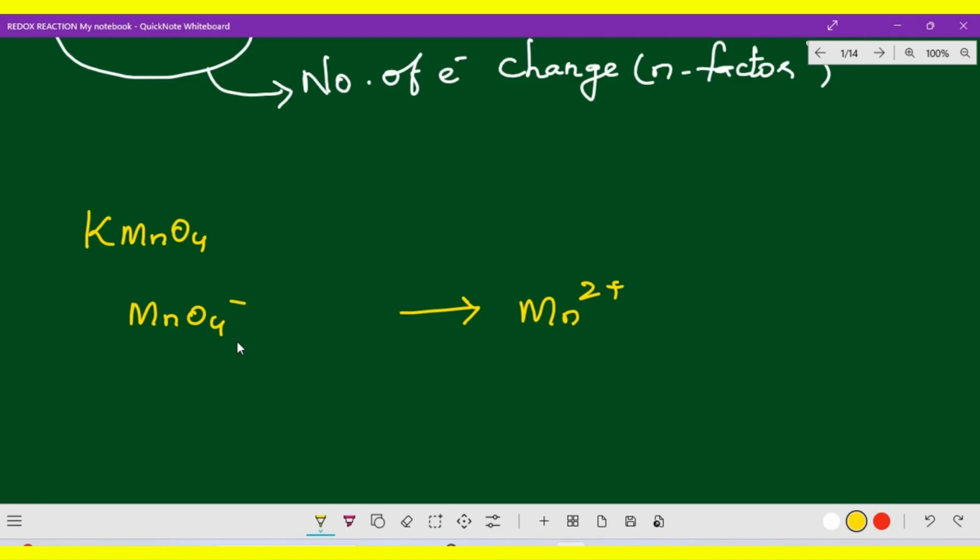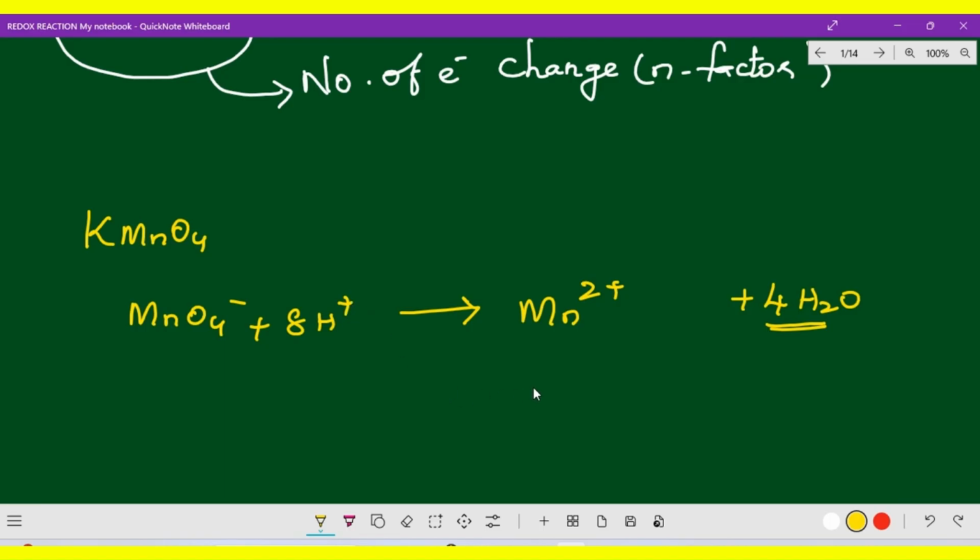Now, I already mentioned in many videos, however many oxygens are there on the left-hand side, that many water molecules go on the right-hand side. So how many are there here? 4 oxygen atoms. So 4 H2O. How many hydrogens are there? That many H plus ions, because it is an acidic medium. So 8 H plus ions.